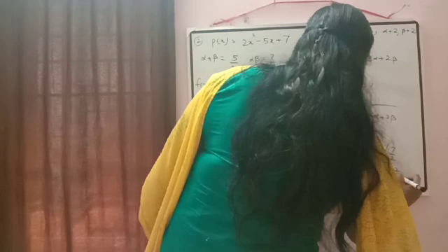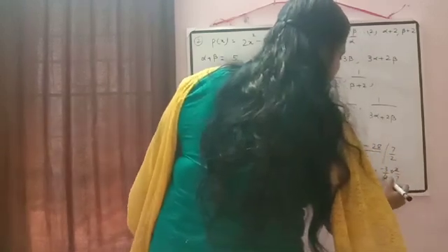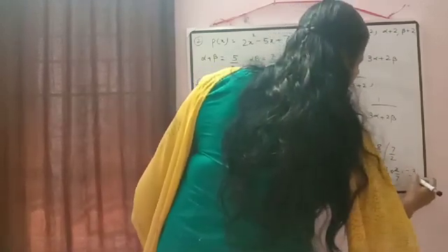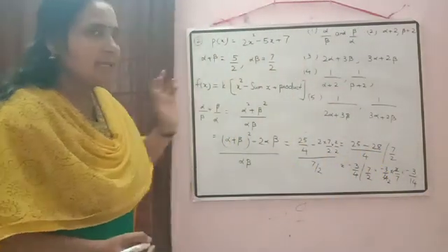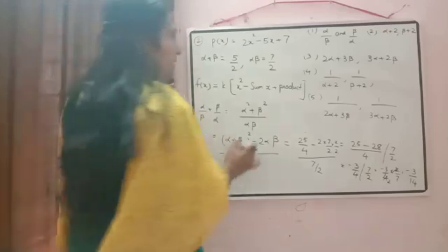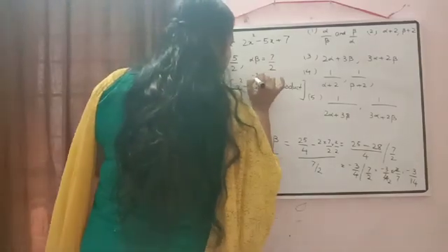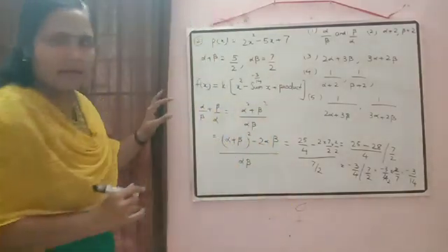So now we can change the division into multiplication. Minus 3 by 4 into 2 by 7. 2 1s are 2, 2 2s are 4. So we will get here minus 3 by 14. So we got the sum is equal to minus 3 by 14 here. In place of sum I am writing here minus 3 by 14.